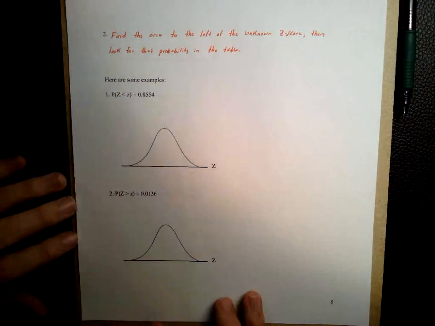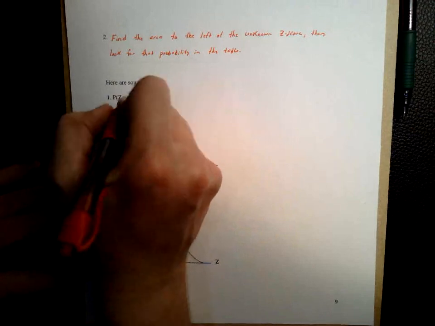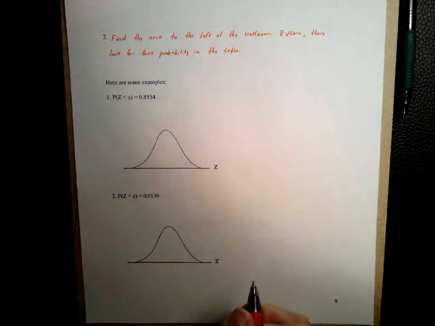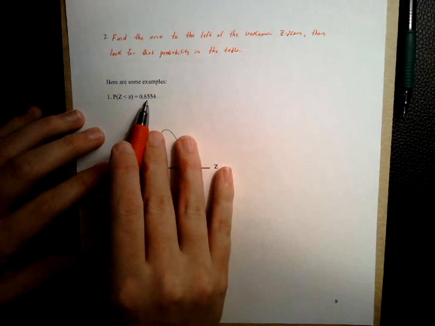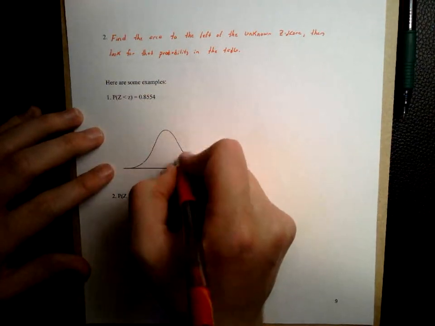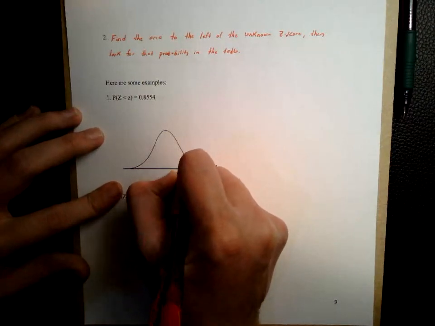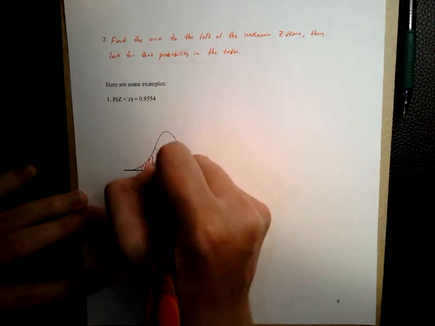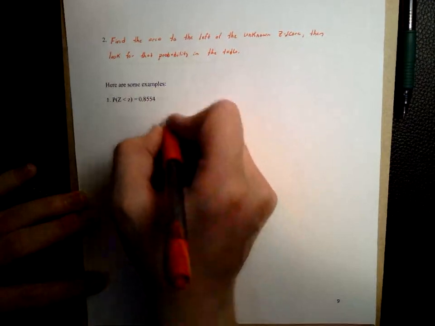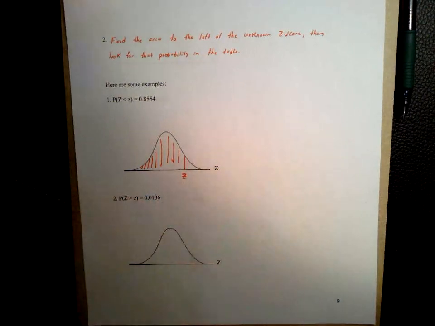Now, let's look at some examples to illustrate this idea. The first one says the probability of z being less than some unknown z-score little z is equal to 0.8554. Now let's think of it this way. This is much larger than 0.5. Therefore, this must be a positive z-score. Let's say it's around here. And the area to the left of it is given by 0.8554. So this is our unknown z-score here.